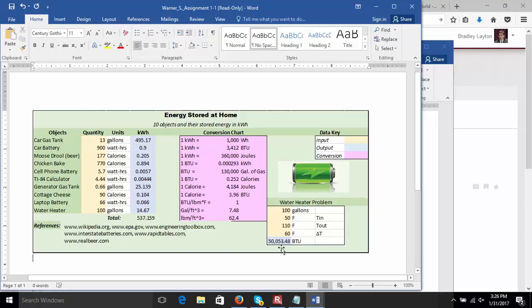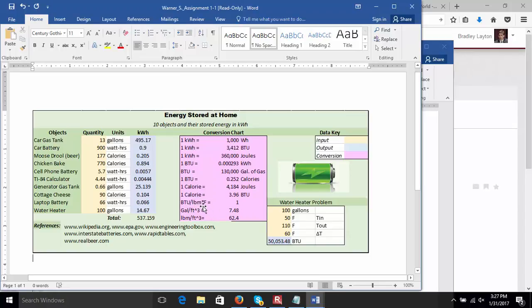And then the water heater problem is there as well. I can't see the nuts and bolts of this, but I think what he's done is just gone ahead and put in the key conversions. So here's kilowatt hours to watt hours, kilowatt hours to BTUs, to joules, in reverse, the number of BTUs in a gallon of gasoline, calories in a BTU, joules in a calorie, BTUs in a calorie. There's your thermal conversion, so 1 BTU per pound per degree Fahrenheit.